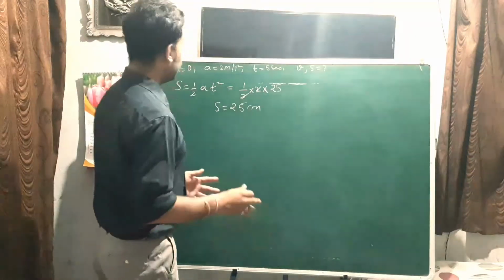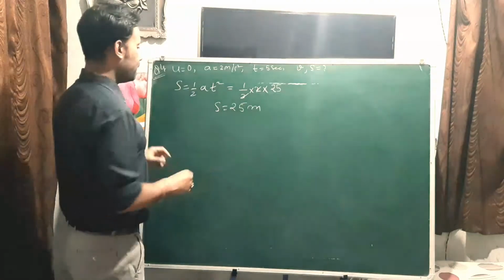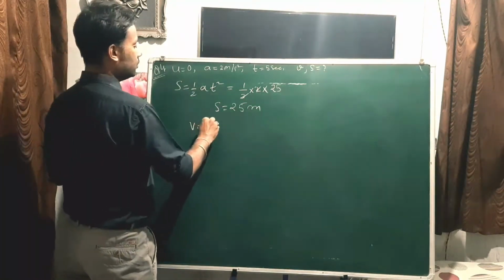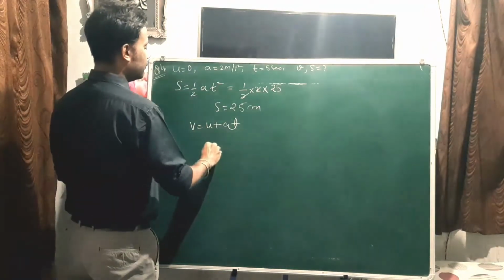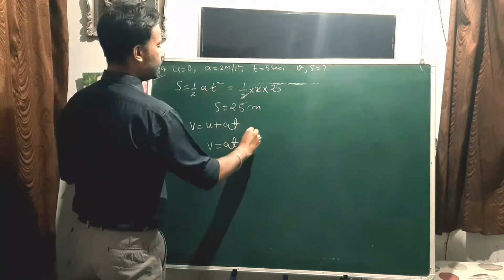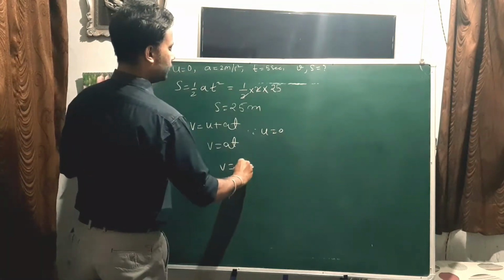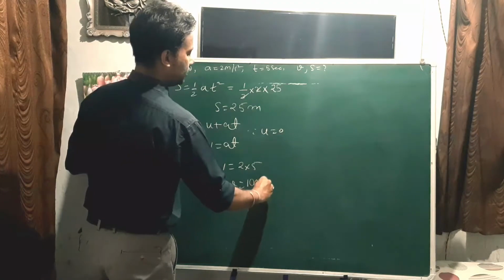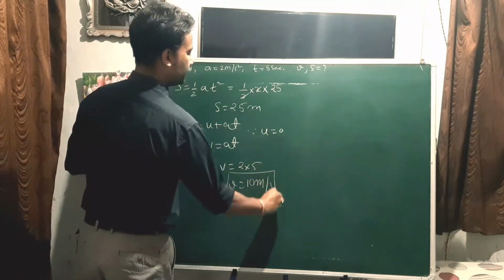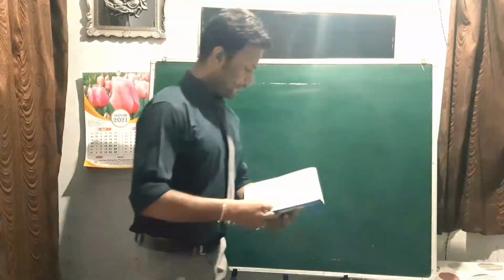It's easy. Then in the second part, we have to find the value of velocity. So you can apply the first equation, which is v equals u plus at. Again u is 0, so v equals at. That means v equals 2 into 5, that is 10 meter per second. So this is your solution of question number 4.